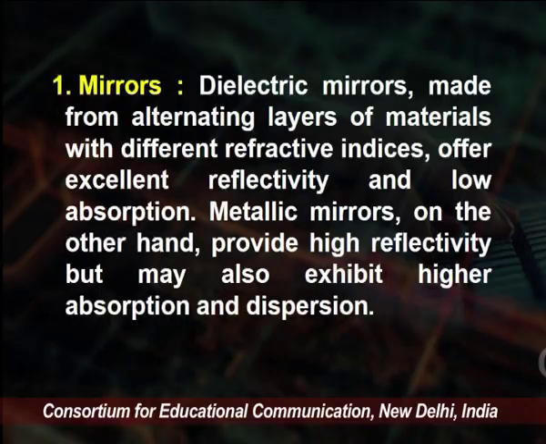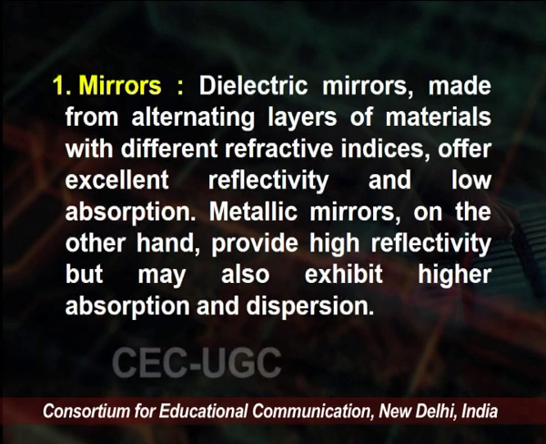One is the material which we are using for the preparation of the optical resonator or the components, that is the mirror, gain medium and the coupling element. First is the mirror, as it is very simple.